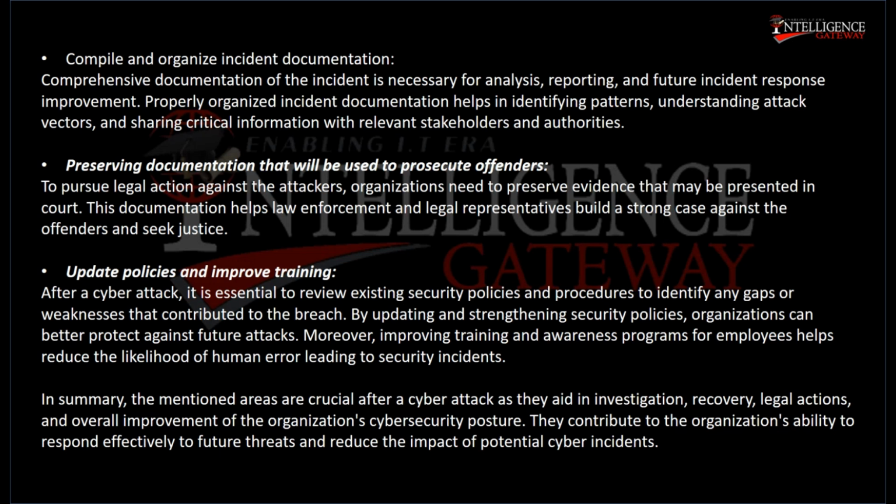In summary, the mentioned areas are crucial after a cyber attack as they aid in investigation, recovery, legal actions, and overall improvement of the organization's cybersecurity posture. They contribute to the organization's ability to respond effectively to future threats and reduce the impact of potential cyber incidents.